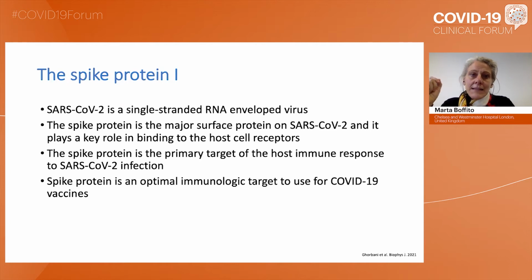Now let's go back and think about the spike protein. As you know, the SARS-CoV-2 virus is a single-stranded RNA enveloped virus, and the spike protein is the major surface protein on the virus, and it plays a key role in binding to the host cell's receptors. It's the primary target for the host immune response against SARS-CoV-2 infection and is an optimal immunologic target to use for the development of COVID-19 vaccinations.